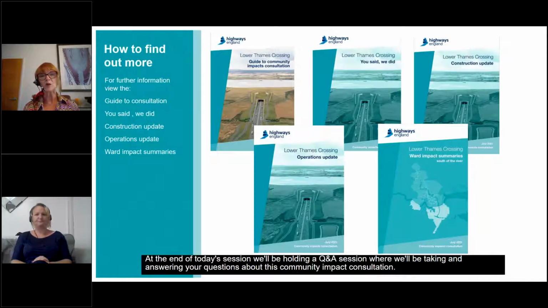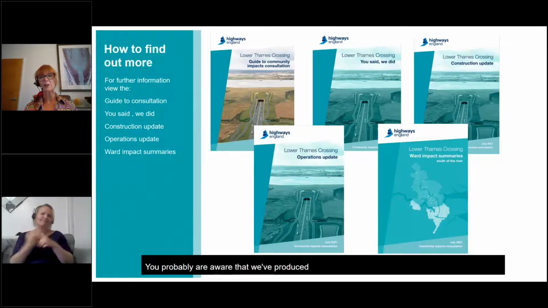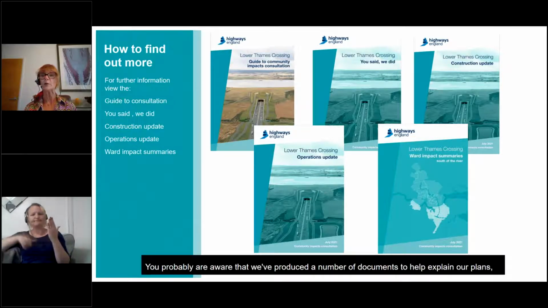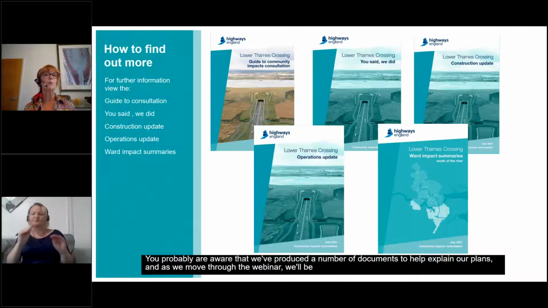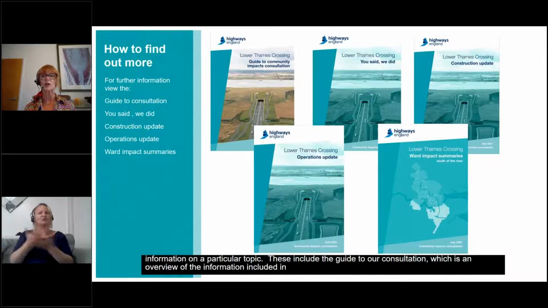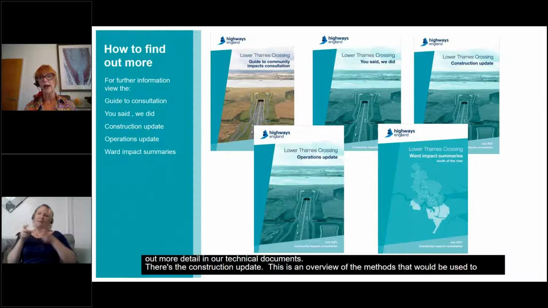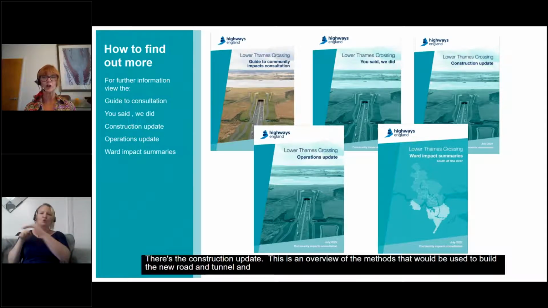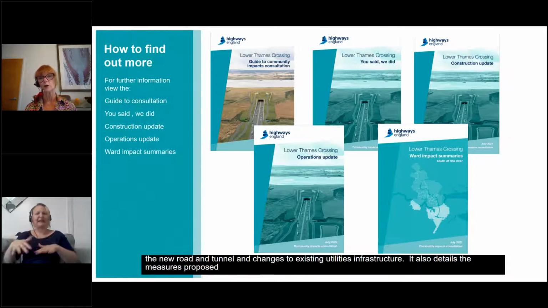You probably are aware that we've produced a number of documents to help explain our plans, and as we move through the webinar, we'll be signposting where you can go to find out more information on a particular topic. These include the guide to our consultation, which is an overview of the information included in our consultation materials and directions on where to find out more detail in our technical documents. There's the construction update. This is an overview of the methods that would be used to build the new road and tunnel and changes to existing utilities infrastructure. It also details the measures proposed to mitigate potential adverse effects of construction.